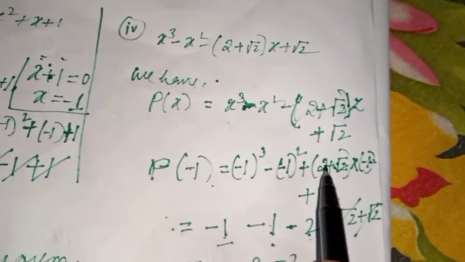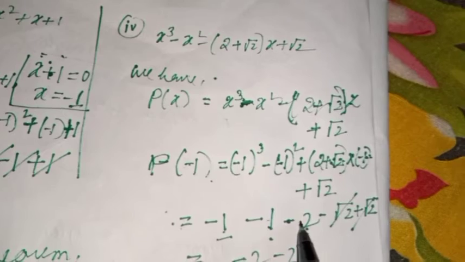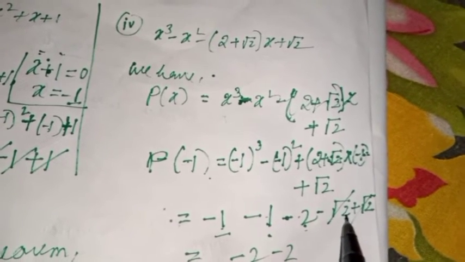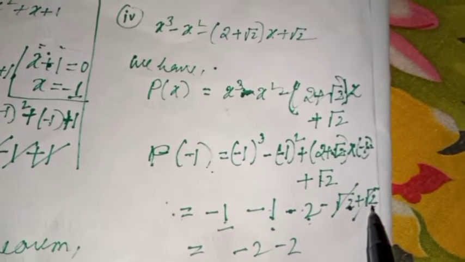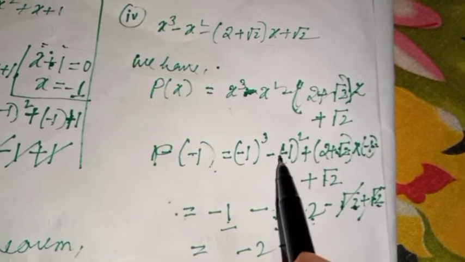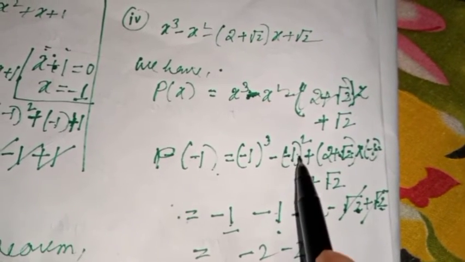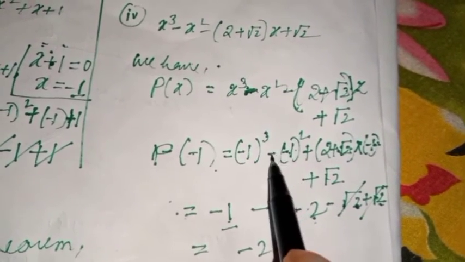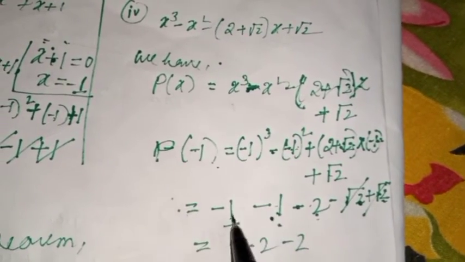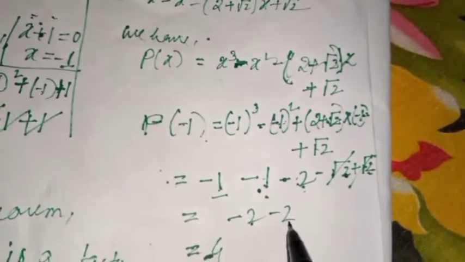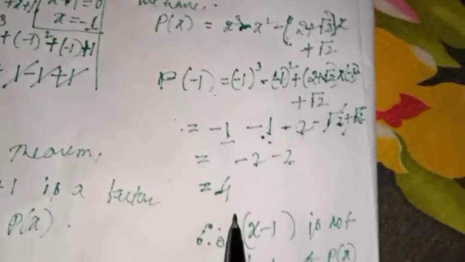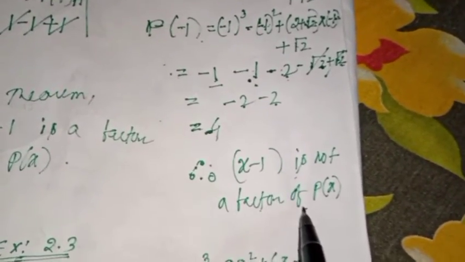This calculation, you see one step once again. 2 into minus 1, minus 2. Root 2 into minus 1, minus root 2. And already you have plus root 2, so minus root 2 plus root 2 cancel. This one, minus 1 square, plus 1, plus 1, again minus is there, minus plus minus 1, minus minus minus 2, and this one again minus 2, so minus 4. So we are not getting 0, so x plus 1 is not a factor of P(x). Okay? Clear?